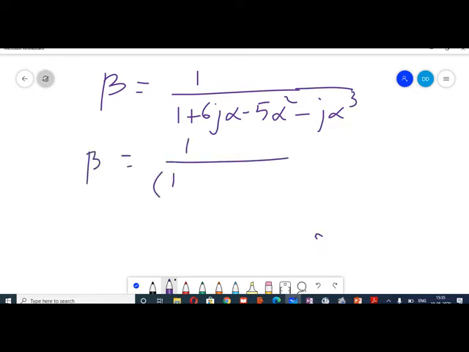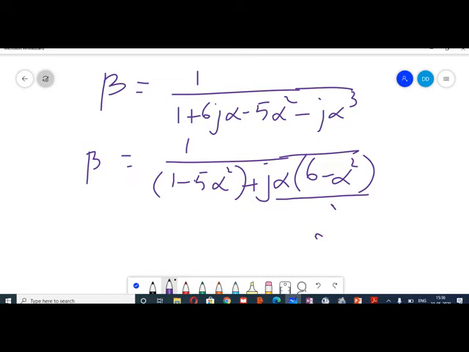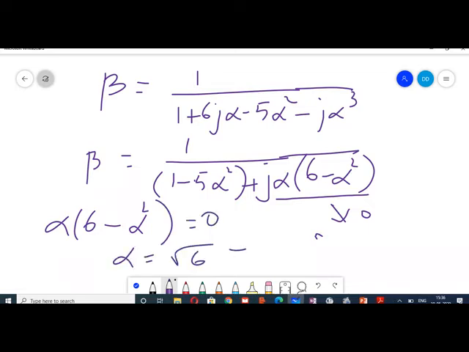Separate the real terms and imaginary terms. We get 1 divided by minus 5 alpha square is the real term, plus j alpha into 6 minus alpha square is the imaginary term. So to have a phase shift of 180 degree, we will equate the imaginary part in the denominator to 0. So if we equate alpha into 6 minus alpha square equal to 0, we get alpha equal to root 6.